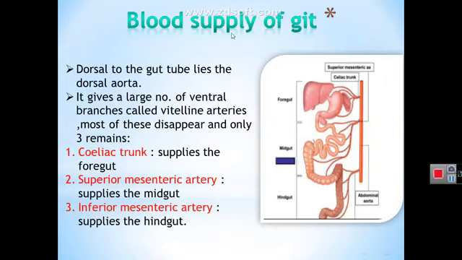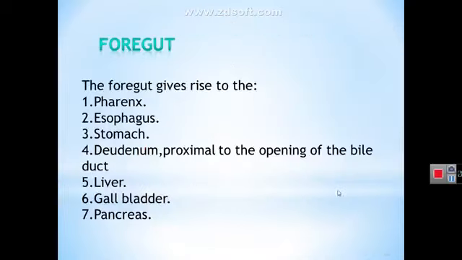Blood supply of the GIT or gut tube. Dorsal to the gut tube lies the dorsal aorta. Celiac trunk supplies the foregut. Superior mesenteric artery supplies the midgut, and the inferior mesenteric artery supplies the hindgut. Foregut gives rise to the pharynx, esophagus, stomach, proximal part of the duodenum, liver, gallbladder, and pancreas.